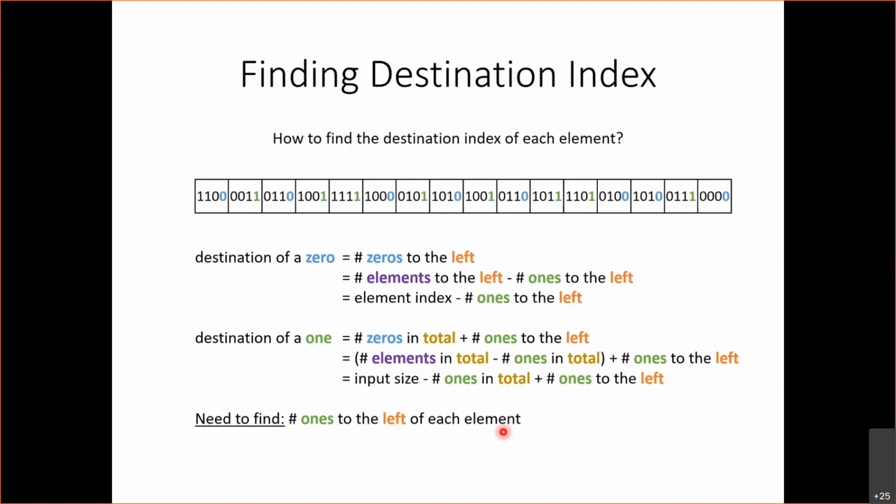So if I want to find the number of ones to the left of each element in the array, what pattern have we seen before that allows us to do that? Somebody has already said it. An exclusive scan? Right, an exclusive scan, exactly. So if I want to count how many ones are to my left, I can simply do an exclusive scan that does this count for me.